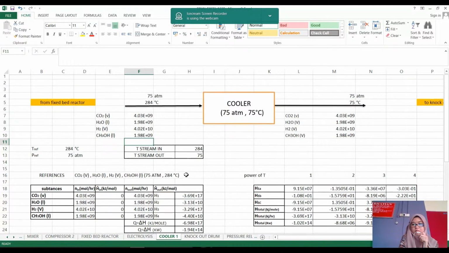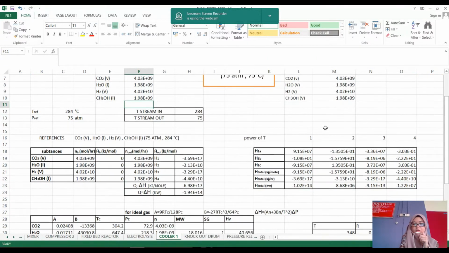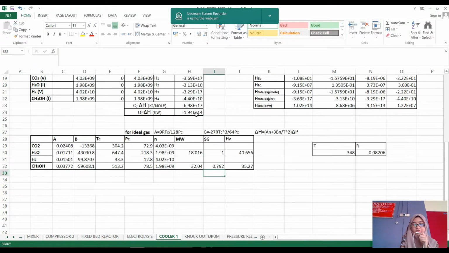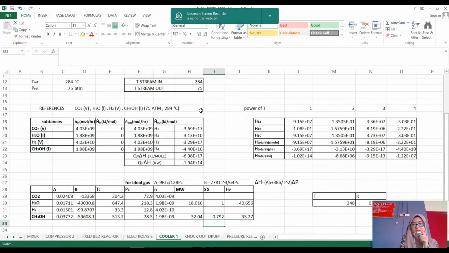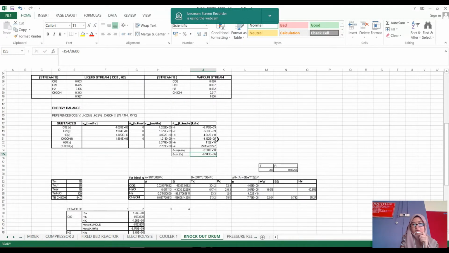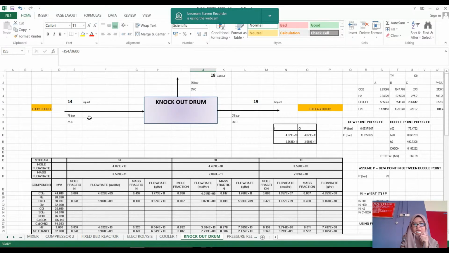Before it enters the feedstock reactor, there is a cooler before the knockout drum, which is to lower the temperature from 284 to 75. So we got the energy here as negative one, which means it is an exothermic reaction. It means it releases heat. After that, it will enter the knockout drum at 75 degrees Celsius.